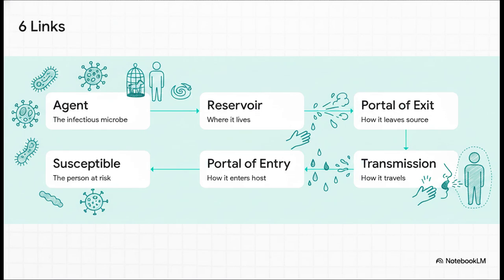For a pathogen to actually pull off an infection, it has to complete a perfect 6-step sequence. It's like a chain. First up, you need the infectious agent itself, the bacteria, virus, or fungus. Second is the reservoir. That's where it normally hangs out, like in humans, animals, or just the environment. Third, it needs a portal of exit from that reservoir. Fourth is the mode of transmission, right? How it travels, through the air, water, or by touch. Fifth, it needs a portal of entry into the new person. And finally, link number 6, a susceptible host. Every single one of these links has to be complete for an infection to happen.